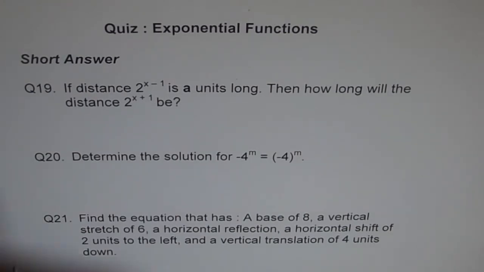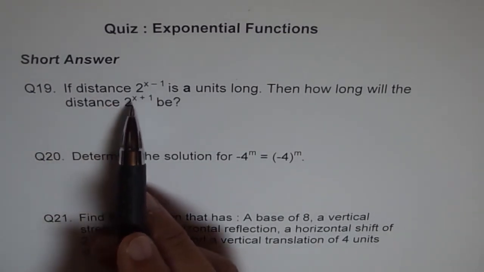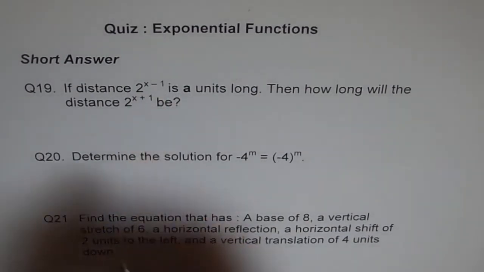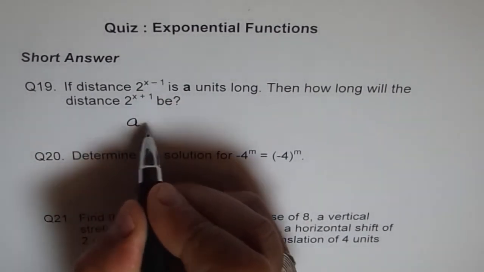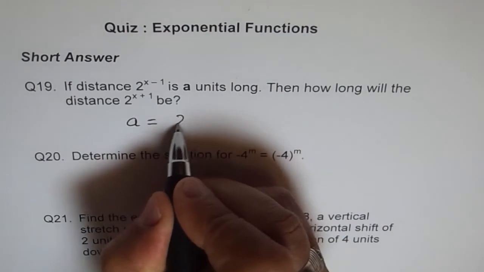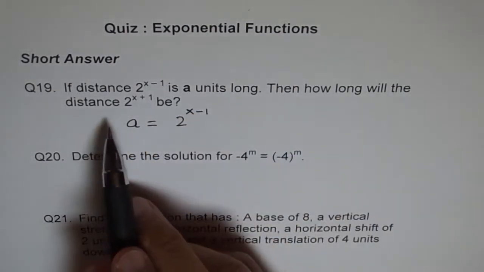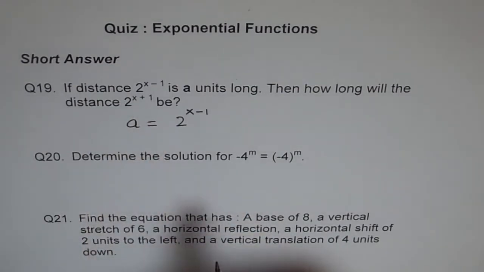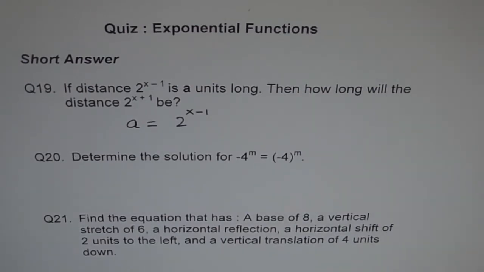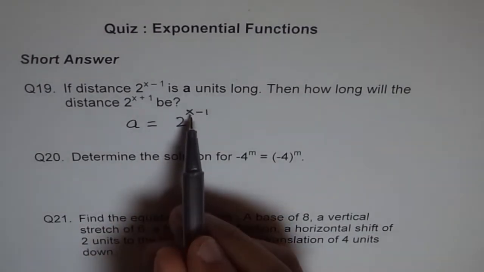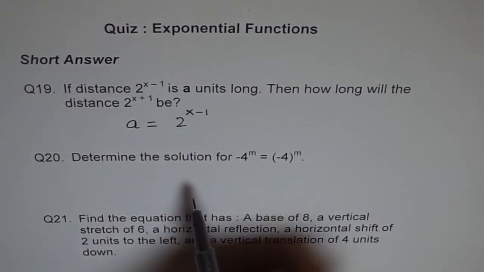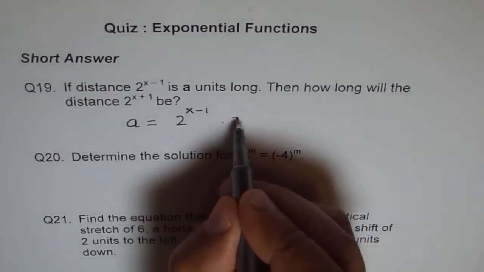Here is the solution. If distance 2 to the power of x minus 1 is a, so let's write a equals 2 to the power of x minus 1. Then how long will the distance 2 to the power of x plus 1 be? Now, think like this. We already have a equals 2 to the power of x minus 1. So we want to make this 2 to the power of x plus 1. How can we do it? If you multiply by 2, what happens?